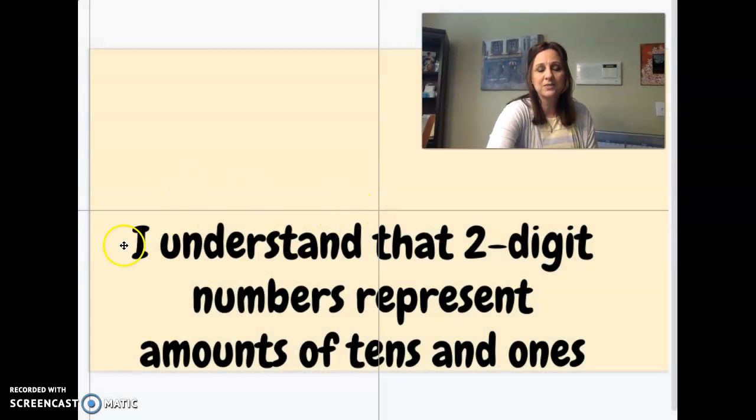Okay, we're going to get started. Today for your math lesson, Mrs. Herm is going to be talking about a learning objective, so I'm going to do our number talk with that learning objective as well. So here is our learning objective for today. I understand that 2-digit numbers represent amounts of tens and ones. I know that we've been talking about this, and this is kind of like a review. And so we're going to play a little game today after we just look at this next slide.